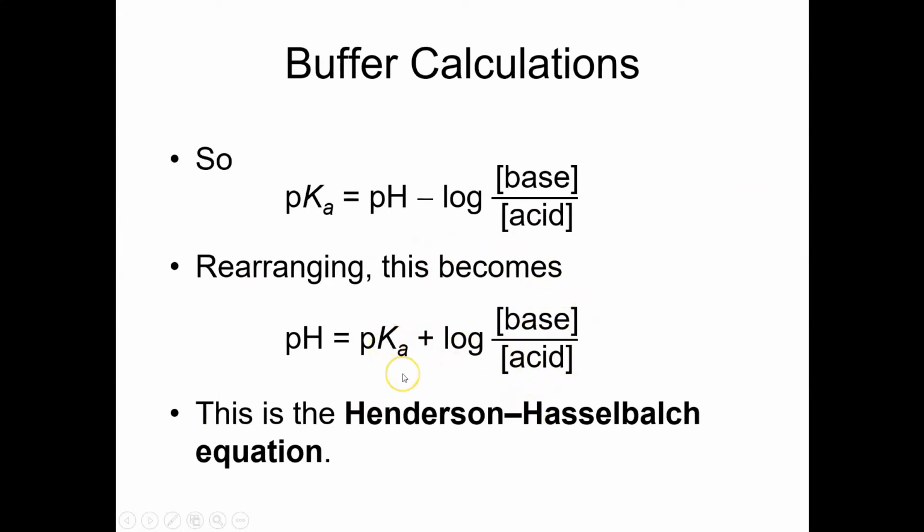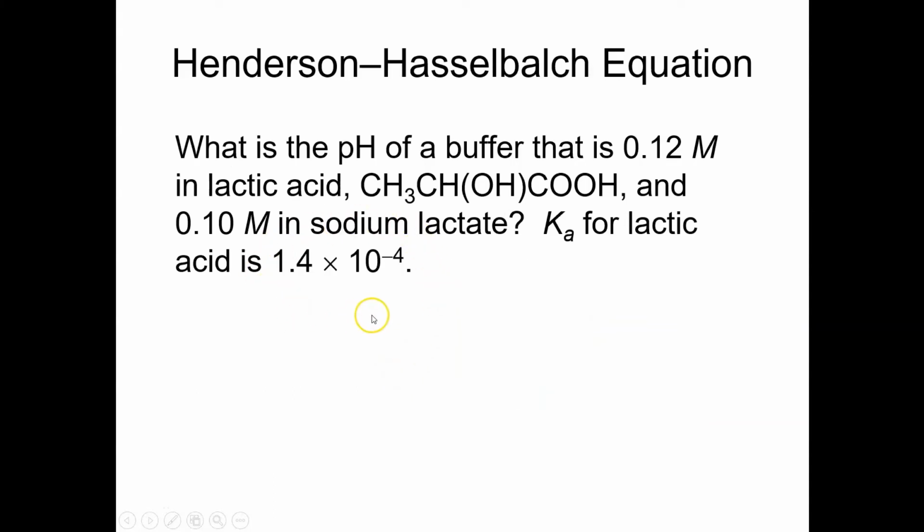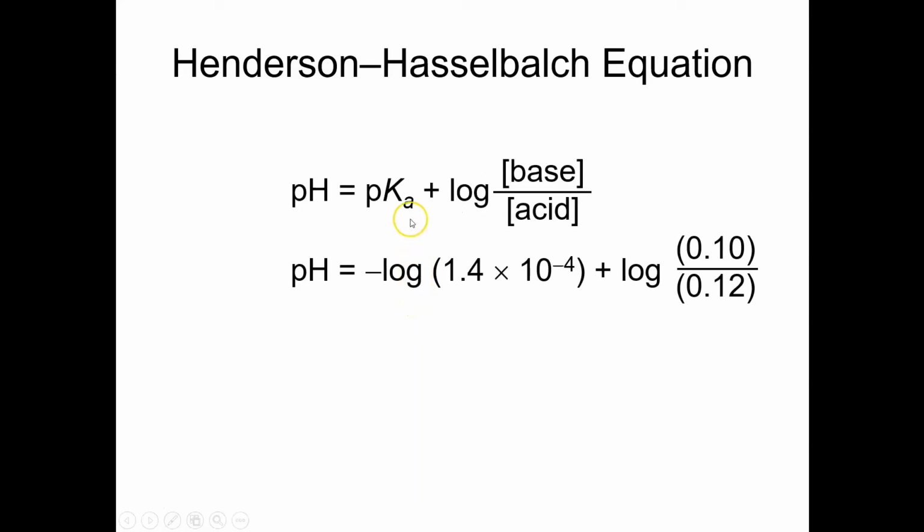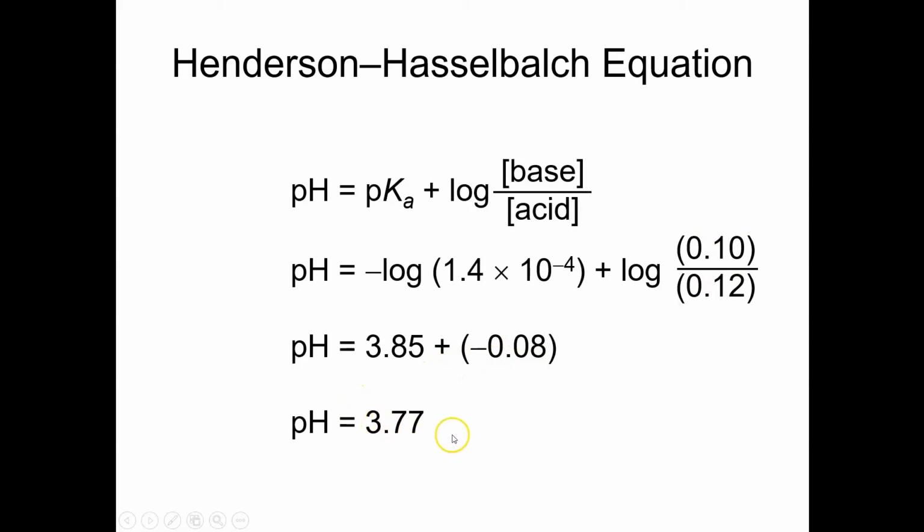The only thing we need to do to calculate the pH is to calculate the pKa, which is simply the negative log of 1.4 times 10 to the minus 4. So the pH is equal to the negative log of 1.4 times 10 to the minus 4 plus the log of the lactate concentration, 0.1, over the lactic acid concentration, 0.12. The negative log of 1.4 times 10 to the minus fourth is 3.85. The log of 0.1 over 0.12 is negative 0.08. Therefore, the pH of that solution is equal to 3.77.